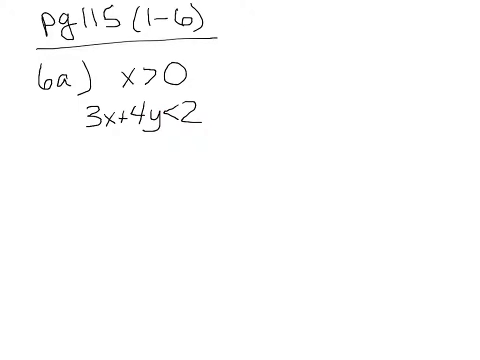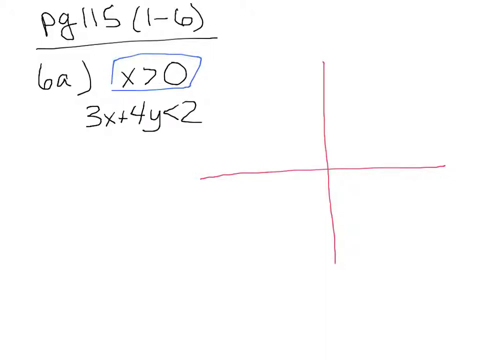Okay, 6a, so this is a system. So here's our graph. So let's graph this one in blue. X is bigger than 0. So x equals 0 is just this line, the y-axis. And when is that positive? This way.